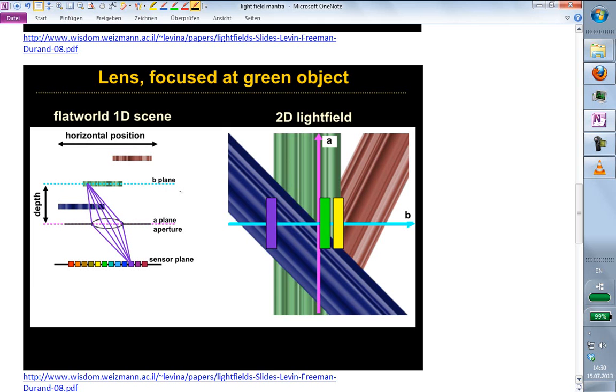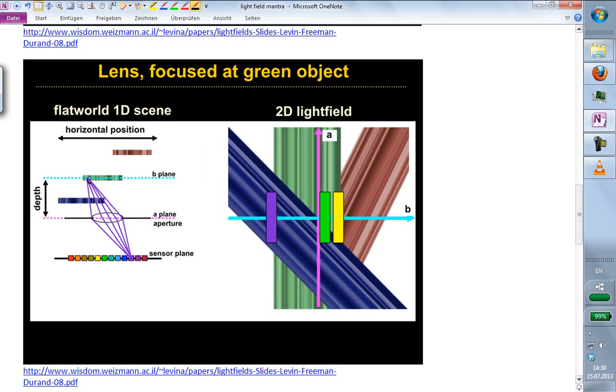So let's look at the path that was mapped here. It corresponds to, oh, that was poor accuracy, corresponds to this ray.